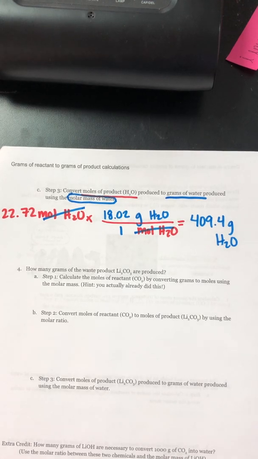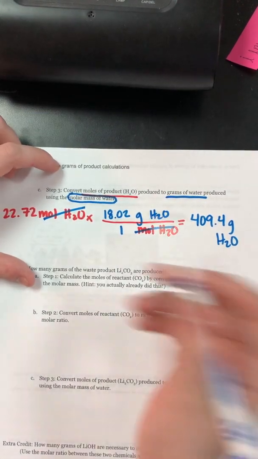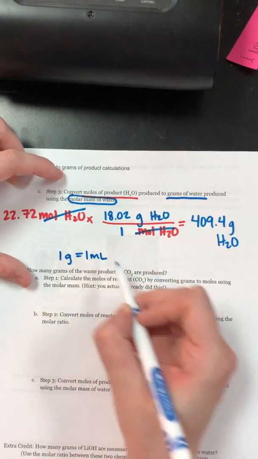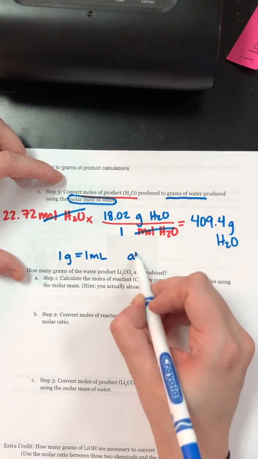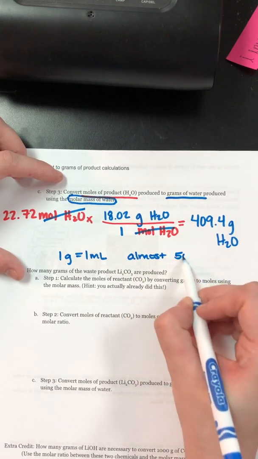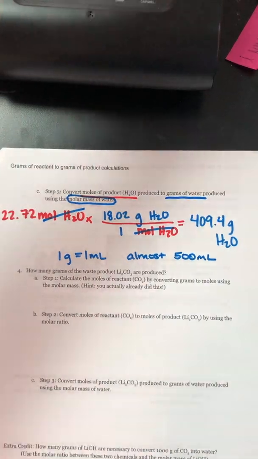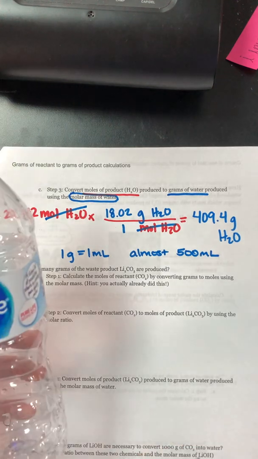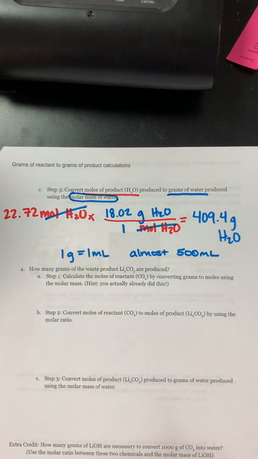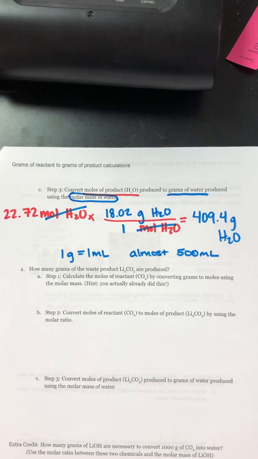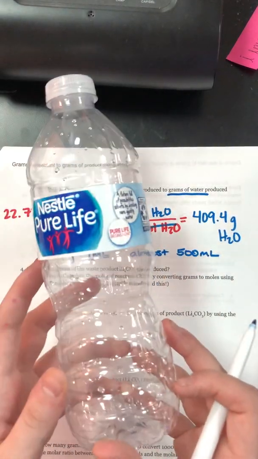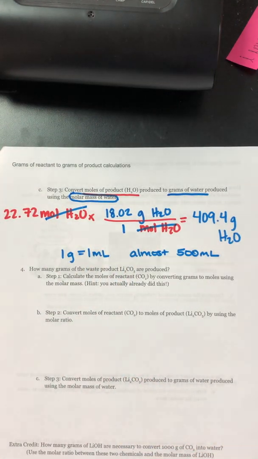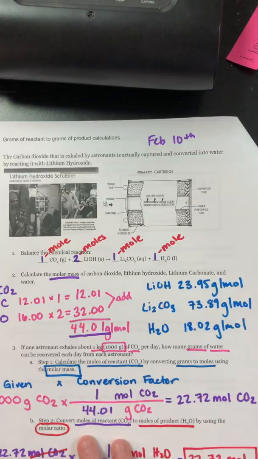To put this answer into a little bit of context, a gram of water is the same as 1 milliliter of water at most temperatures. So this is almost 500 milliliters, which is the same volume as a regular bottle of water. So these astronauts, just by exhaling and having this machine capture that carbon dioxide, are producing almost a whole water bottle full of water every single day. That's it. We just did our first stoichiometry problem from start to finish.